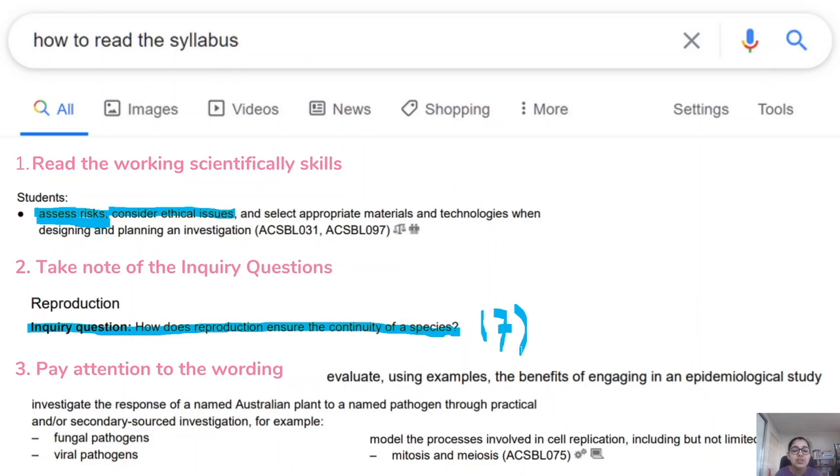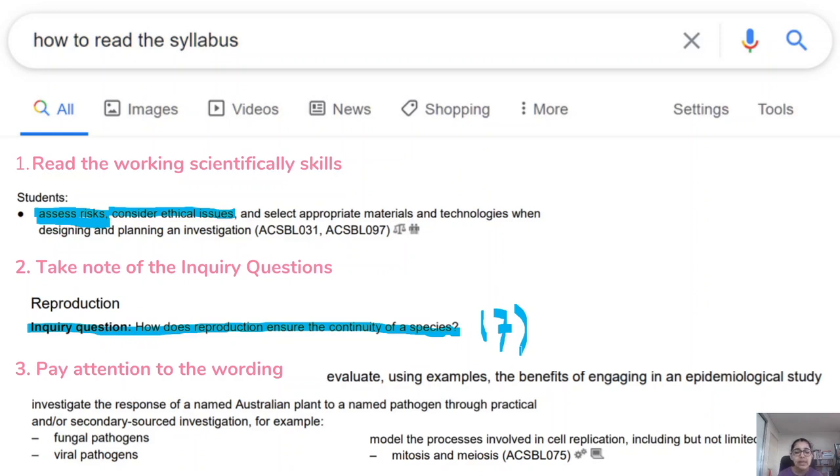Finally, pay attention to the wording. One thing that's really important in biology and in all your other STEM subjects as well is the verb that is being used, right? The word that is being used dictates how much you'll write, how you'll write, what you'll write. So pay attention to that wording. Evaluate, for example, is generally used for your higher mark questions in comparison to something like describe, which would be used for your 3-4 mark questions.